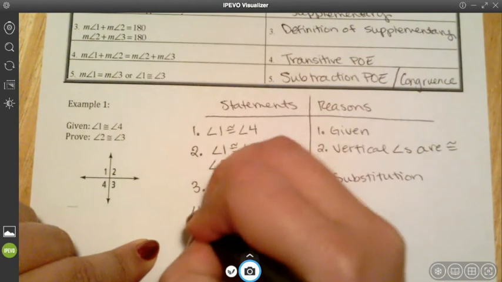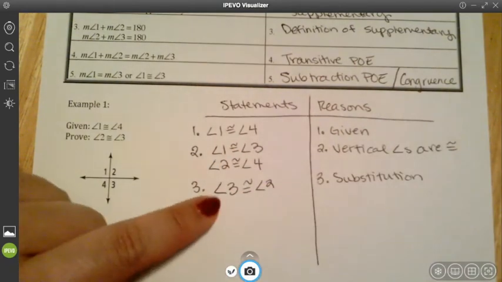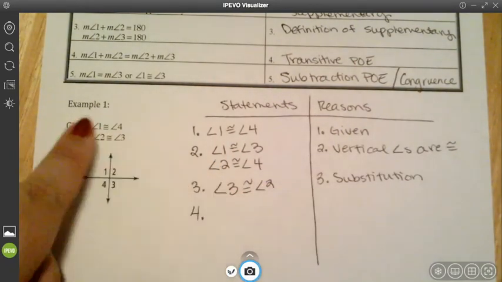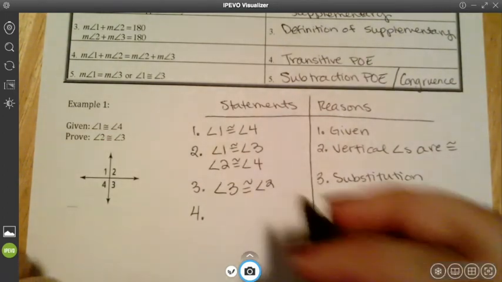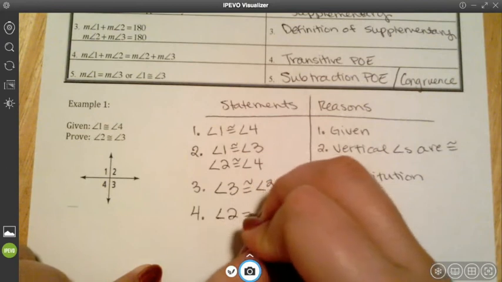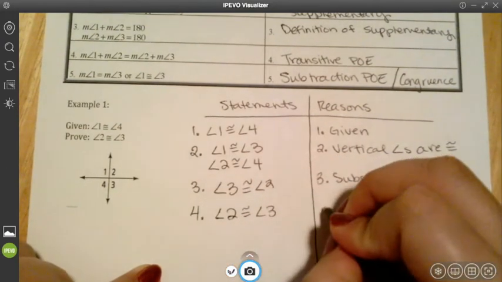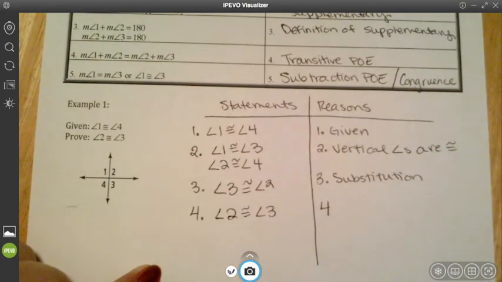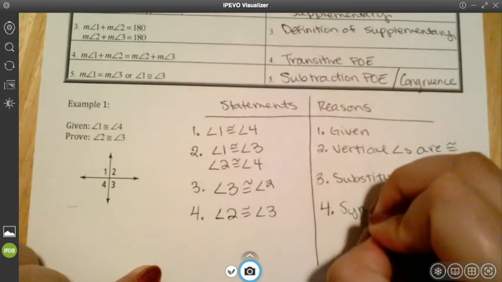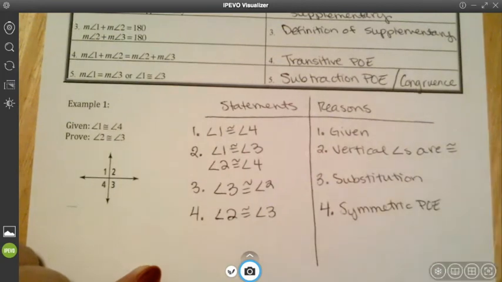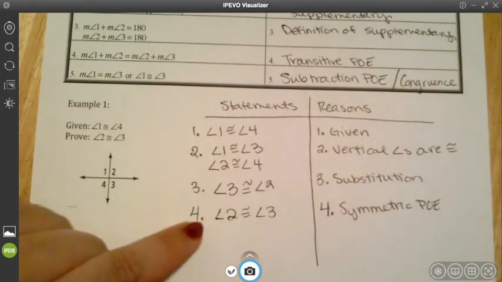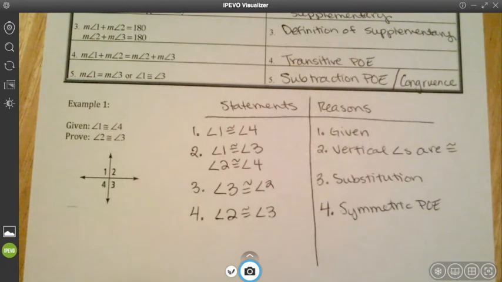Step 4. So now I have angle 3 is congruent to angle 2, but what we want is that angle 2 is congruent to angle 3. So we need to switch their order. Angle 2 is congruent to angle 3. And what property allows us to do that? That is the symmetric property of equality. And now our final statement matches exactly what we wanted to prove, so we know that we have done it.